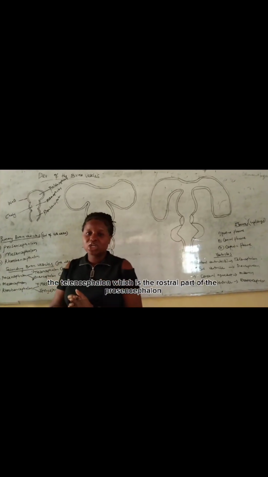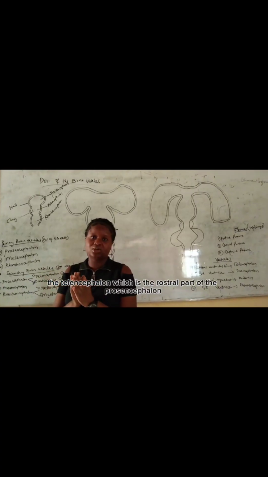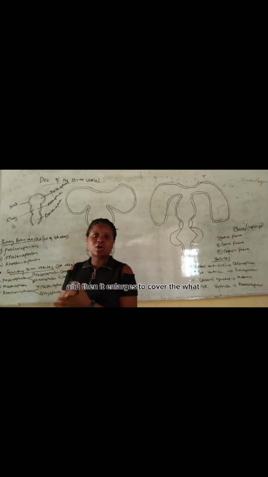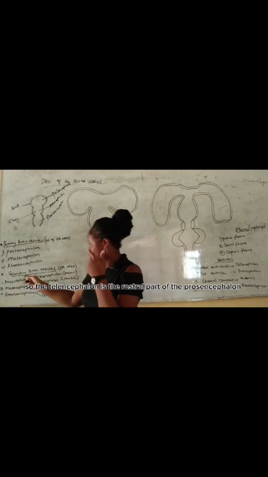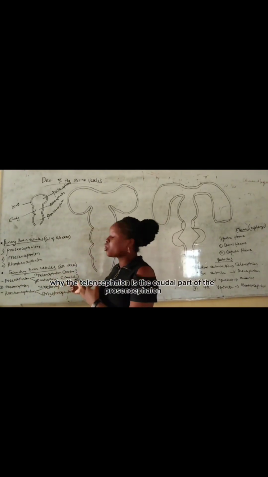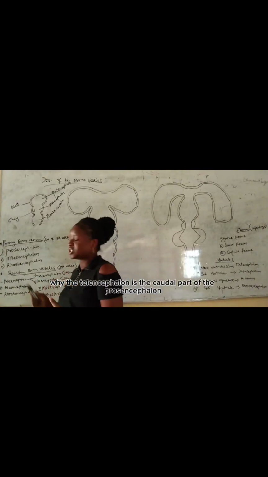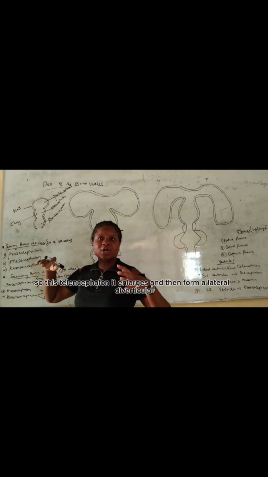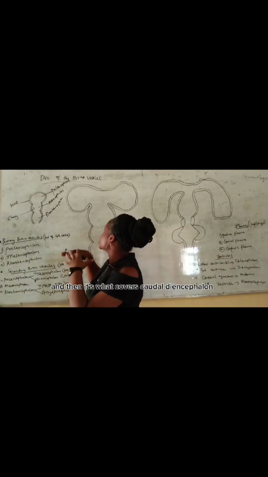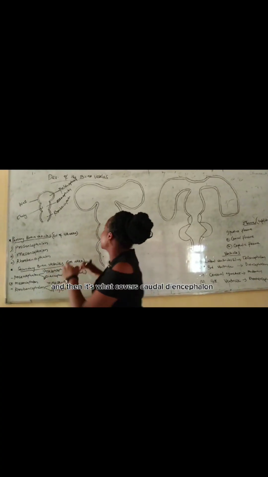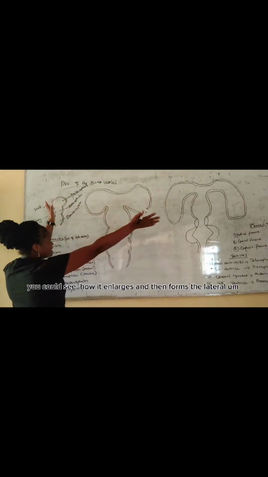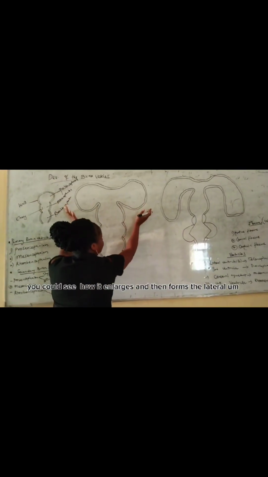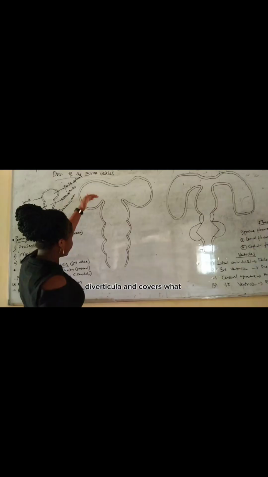Remember, the Prosencephalon divides into what? The Telencephalon, which is the rostral part of the Prosencephalon, and it enlarges to cover the caudal Diencephalon. So the Telencephalon is the rostral part of the Prosencephalon, while the Diencephalon is the caudal part. This Telencephalon enlarges and forms a lateral diverticulum, and then it covers the caudal Diencephalon. As you can see here, this is the Telencephalon. You can see how it enlarges, forms the lateral diverticulum and covers the Diencephalon.